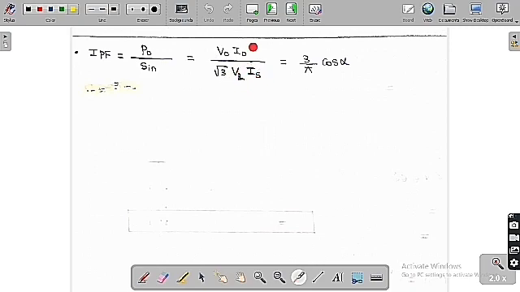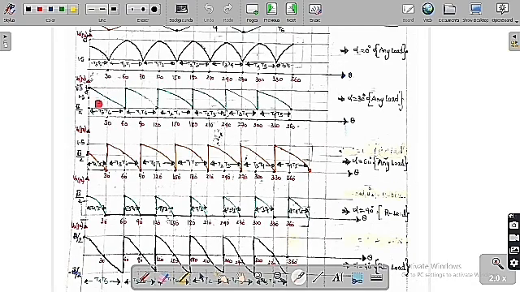So if you solve this one, finally we are going to get 3π by into cos alpha. This is another format in which we can write the input power factor, which is 3π by into cos alpha, which is 0.955 into cos alpha. So THD is nearly equal to 31% in this case.